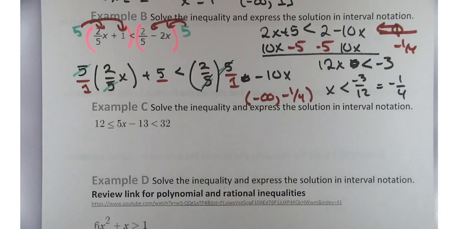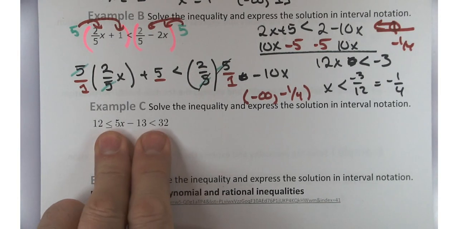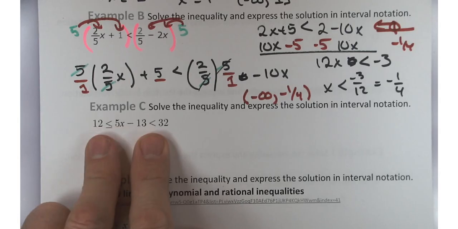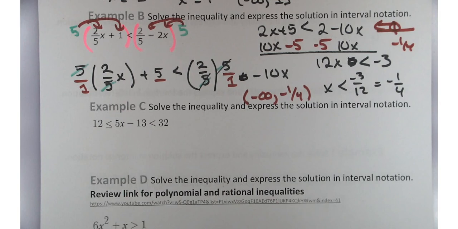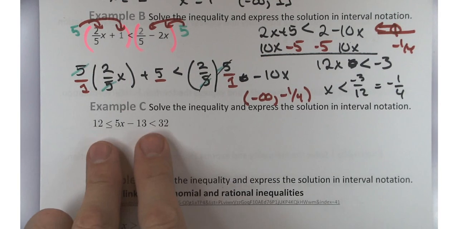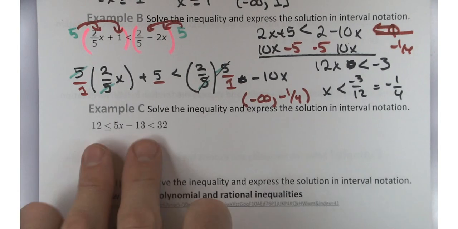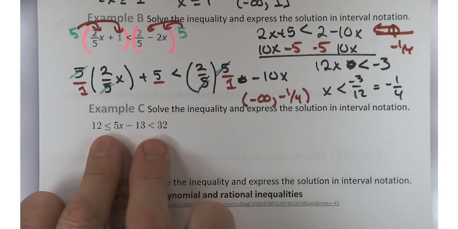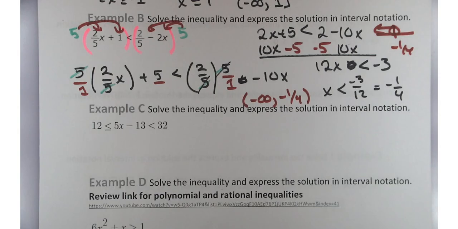Example C is an example of a double inequality. Now I do want to notice for you that there's a little difference between the left hand and the right hand inequalities here, right? The first one is a less than or equal to, the second one's a less than. Sometimes when people work through these problems, they both change to being the same, both less thans or both less than or equal to. If it starts out like this, it's going to end up like this. Don't make any changes.